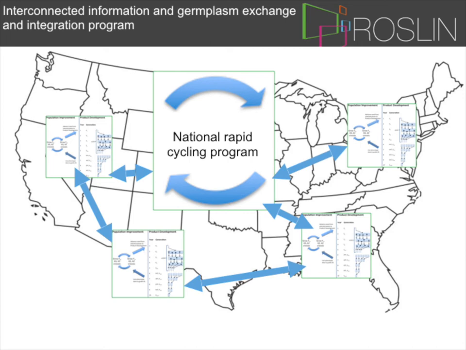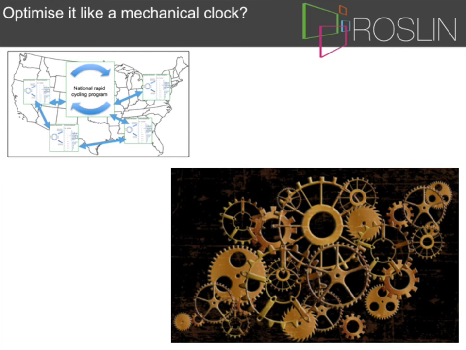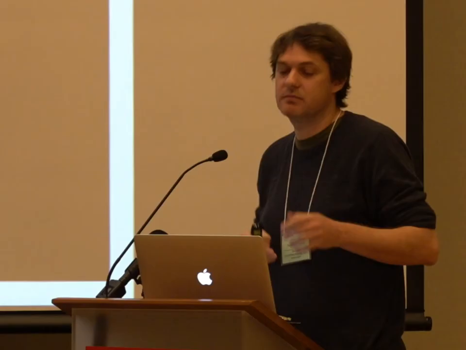So you would have a national rapid cycling program that would be borrowing phenotypic information from all of the different sites. It would be sending germplasm appropriately to all of the different sites. And I think about this as being a little bit like a mechanical clock. So you have all these wheels and they all need to spin at different rates so that the germplasm is being pushed out and mixed up in an appropriate way.